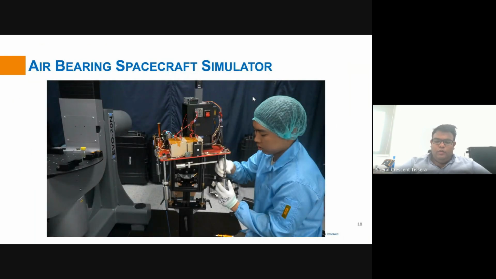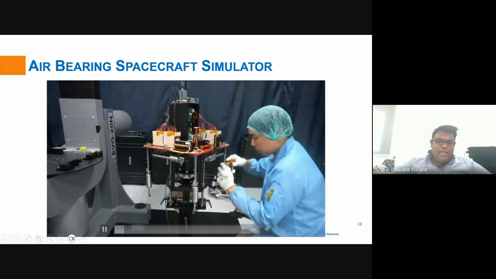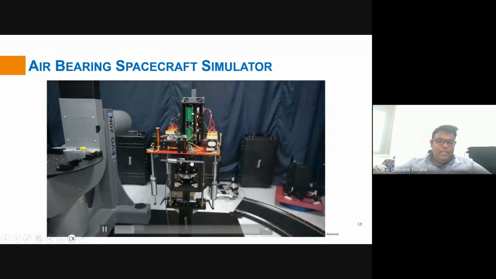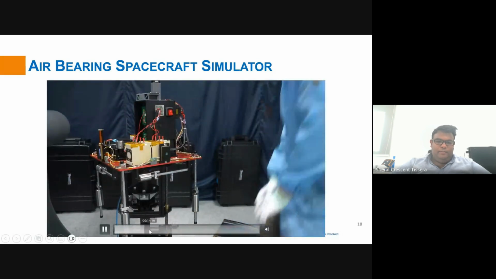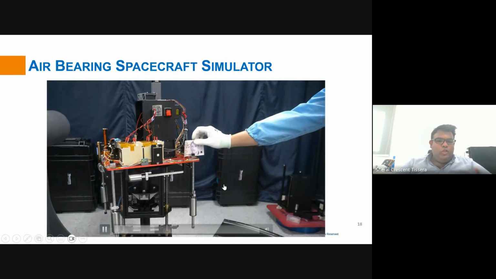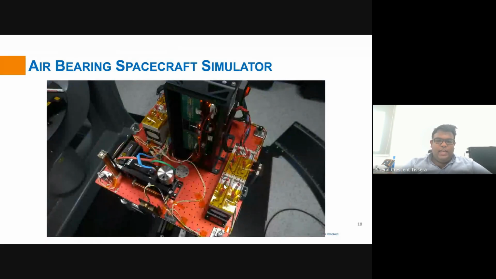So in order to simulate this microgravity environment, firstly, we need to do a balancing where the center of mass of this entire simulator is aligned with the center of rotation of this simulator. So once it is properly balanced, you can see that a $2 note, which is very light, can actually move this entire platform.